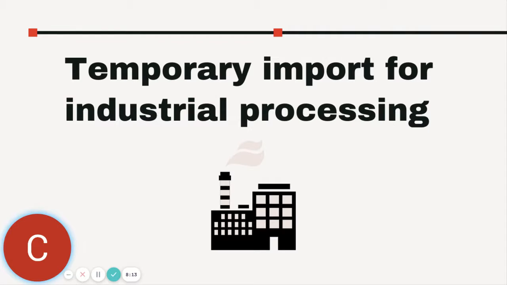Then we have temporary import for industrial processing. It is under this modality that raw materials and inputs that are going to be subject to transformation, processing, or industrial manufacturing are temporarily imported by recognized industries. The DIAN has instructions for this modality that will enable the deposit within industrial processing operations.